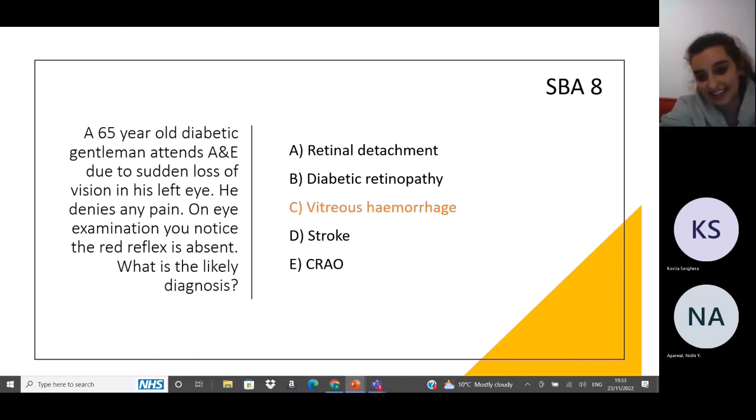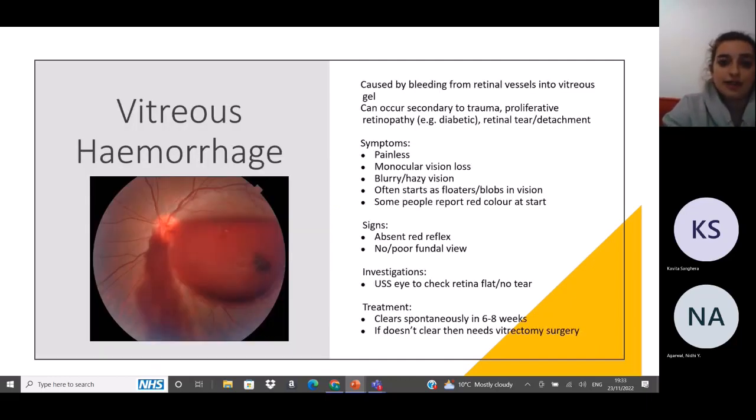Yeah, so the answer is C. It's a vitreous hemorrhage. For anyone who would have been thinking A, it could in theory be A, but it would have to be a very specific spot. So it's a lot less likely than C. And a vitreous hemorrhage is caused by bleeding from the retinal vessels into the vitreous gel.